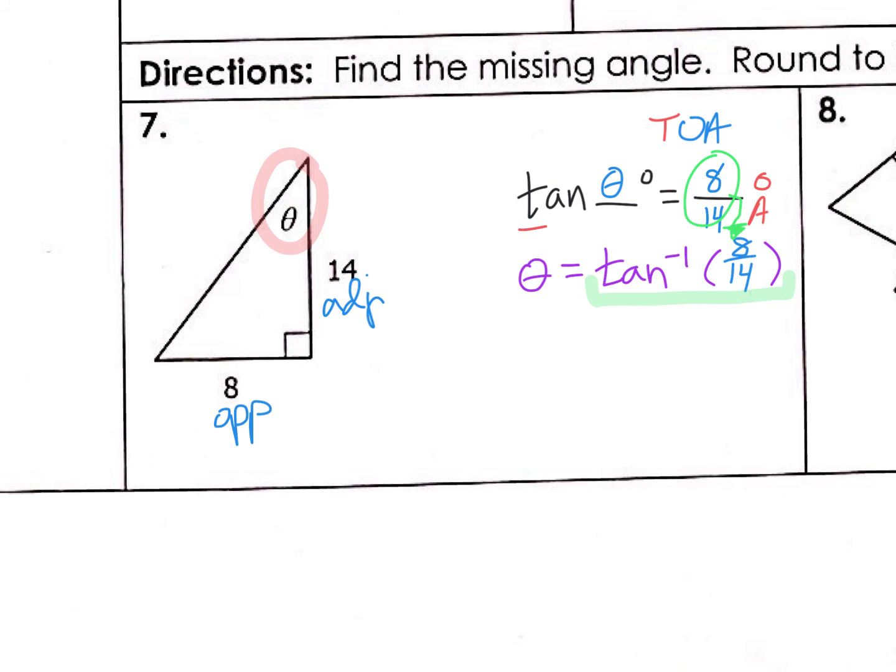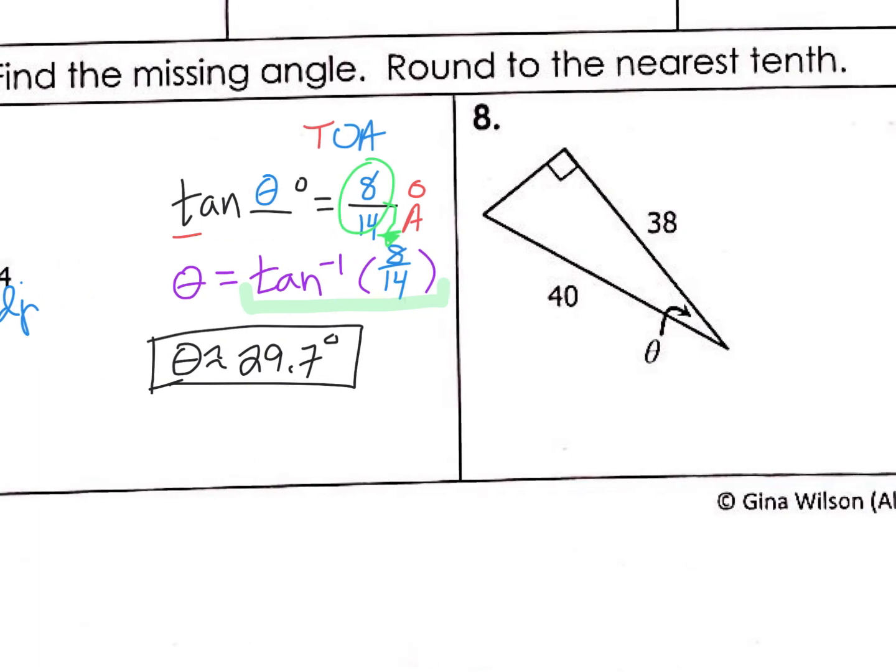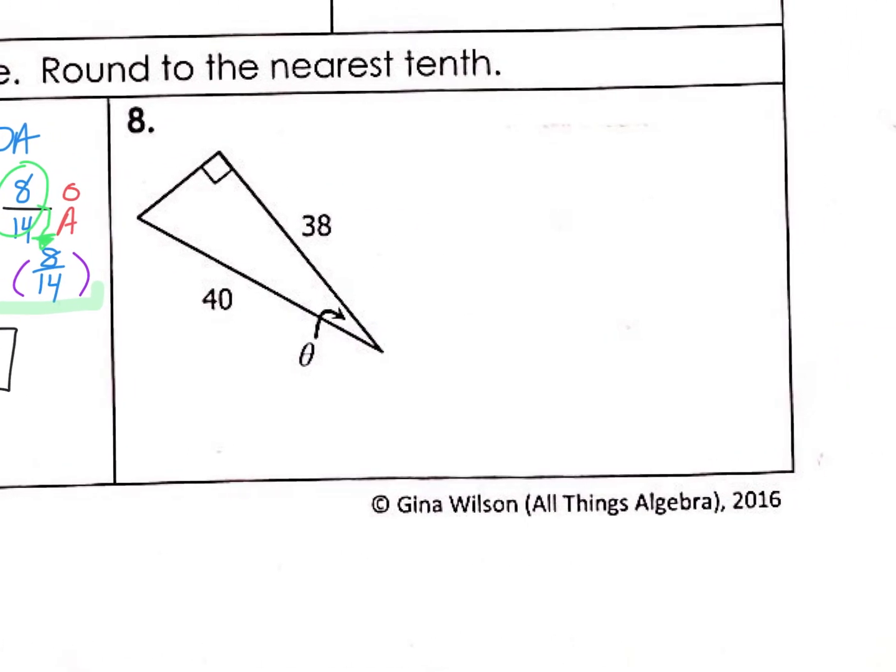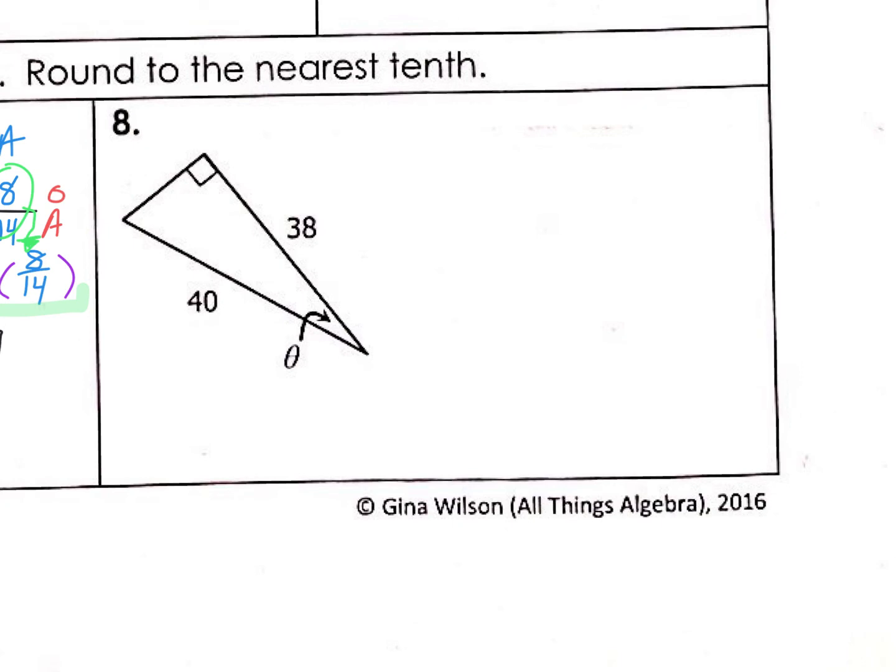And if you round to the nearest tenth, theta should be approximately equal to 29.7, and then you have to attach degrees because that is its unit of measure. So don't forget to attach that degrees or you'll get marked wrong. All right, so I'm going to do one more of these with you and then have you do 2 on your own. So once again, same process as before.